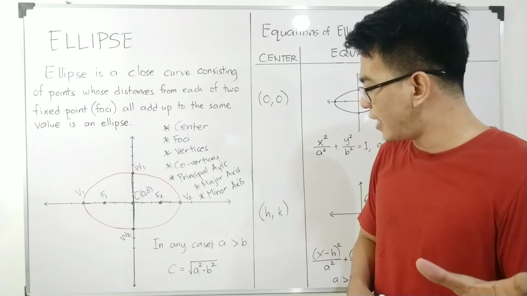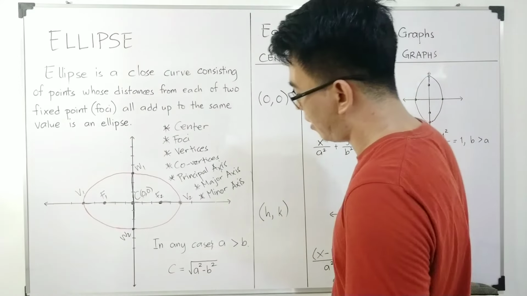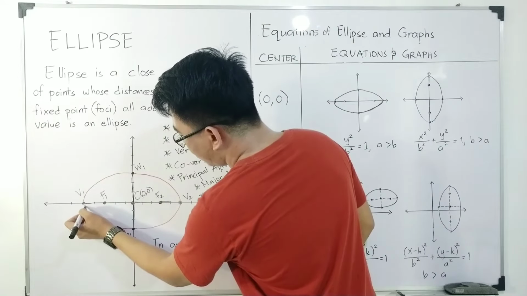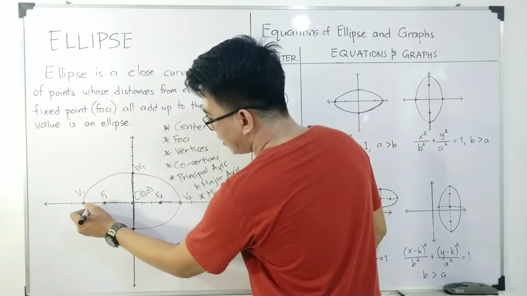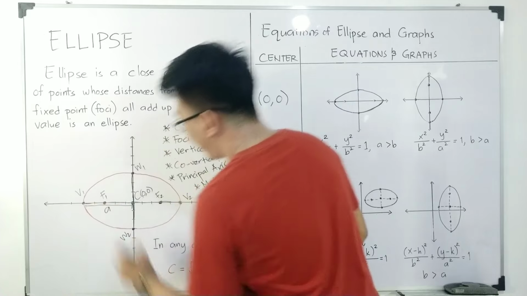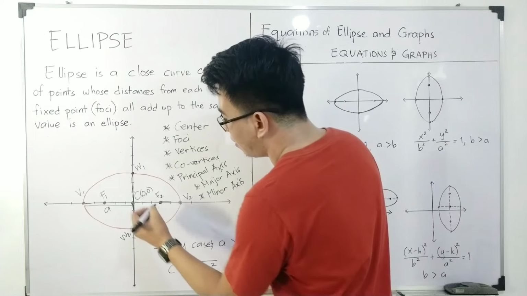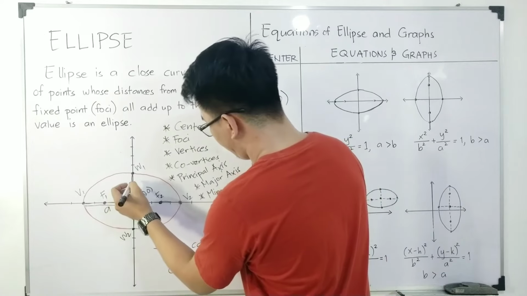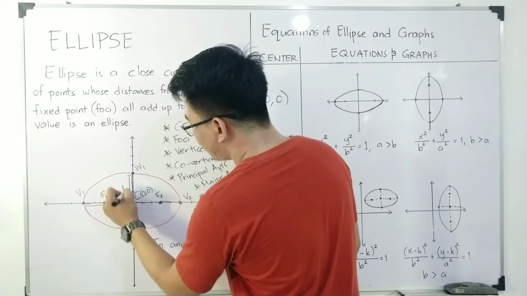So, yung A natin dito, guys, again, listen to me. Your A here is this one. Yung distance mula sa isang vertex mo papunta sa center. This is your A. And as for the B variable, ito naman yung length from the center going to one of your co-vertices. So ito yung ating B. This is your B.